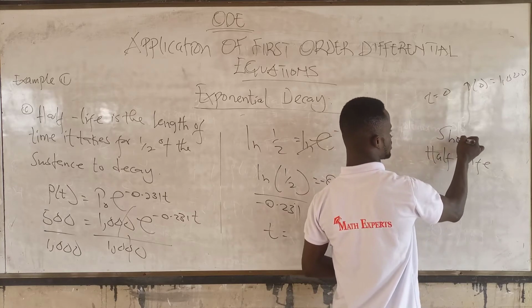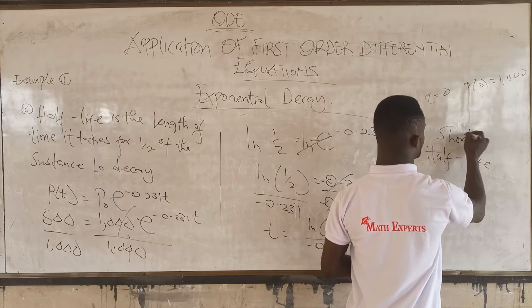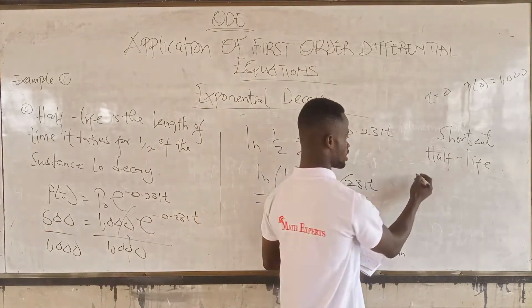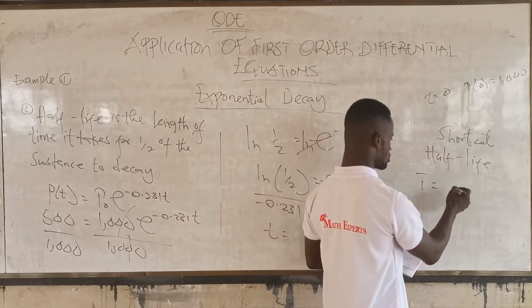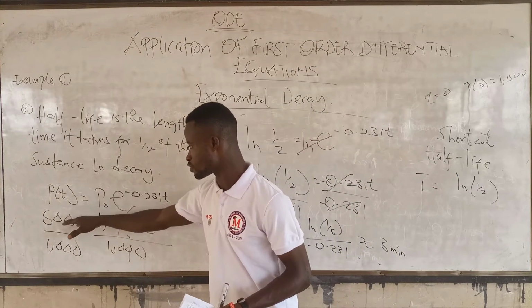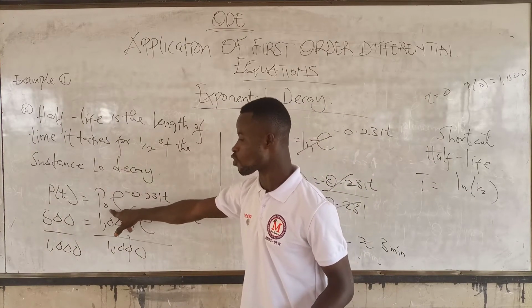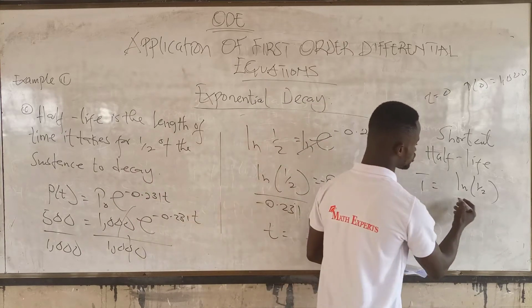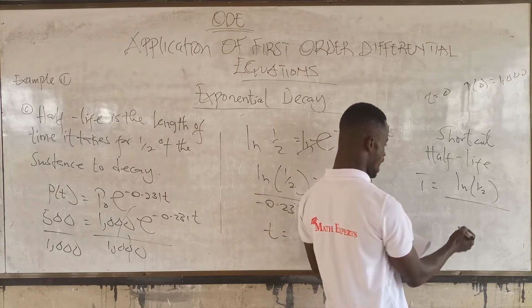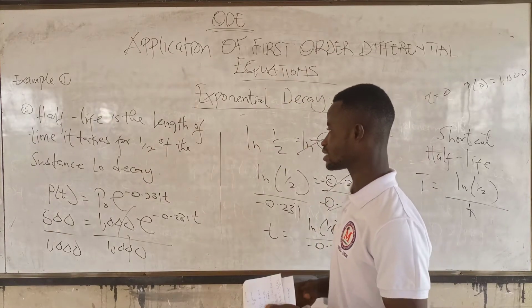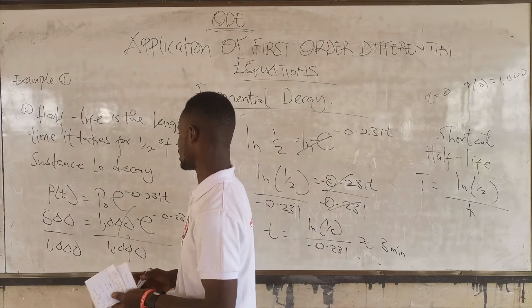This is a shortcut to get the half-life. That is going to be t is equal to ln half over k, because this always gives you half, since you are taking half of the P naught. So it's going to be ln of one half over k, which is the constant of proportionality.